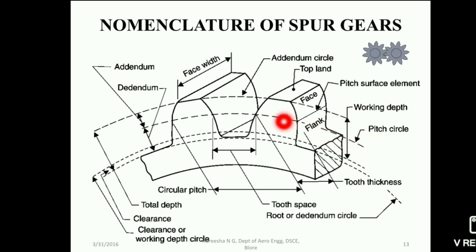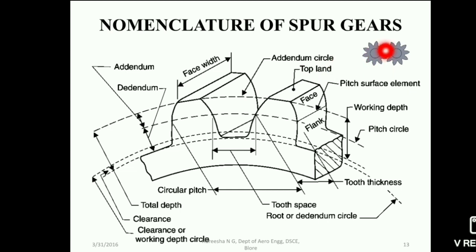So this is the pitch circle. What is this pitch circle? You have a pitch point. This is one pitch point, and likewise you have another pitch point here. What happens is, when you have a tooth like this and another tooth coming and meshing over here, one gear like this, another gear will be coming in the opposite direction like this. Both will be meshing at only one point, the point of contact between two gears.